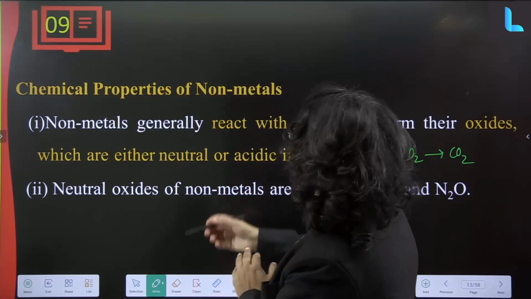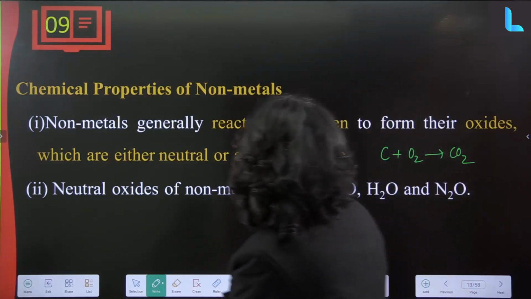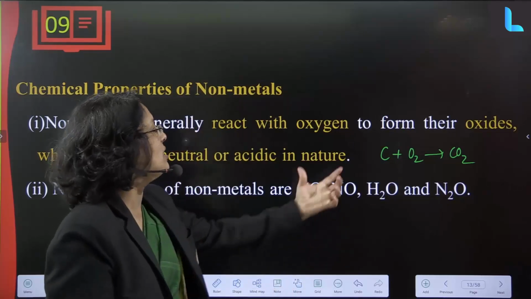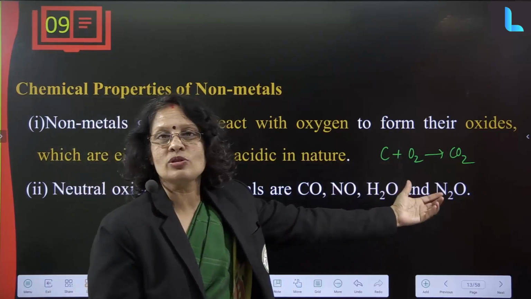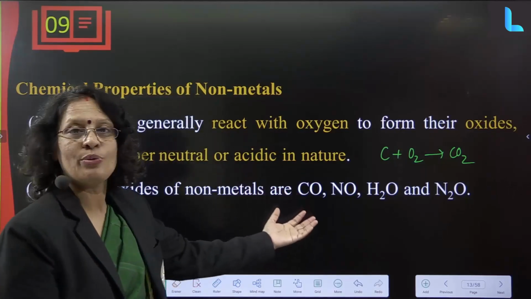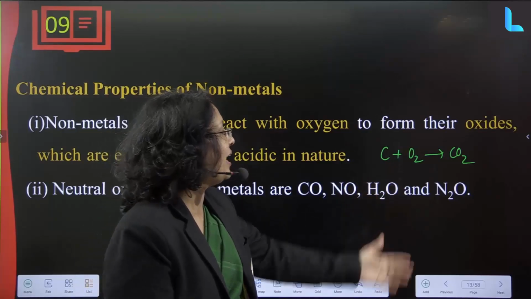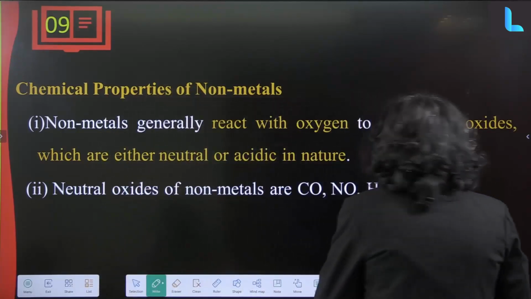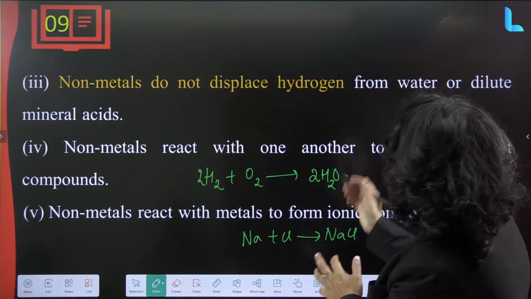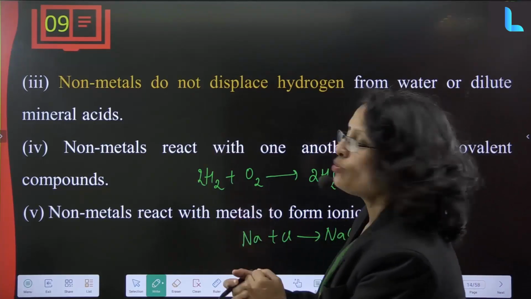Then chemical properties of non-metals: they react generally with oxygen to form their oxides, which are either neutral or acidic in nature. We can see here carbon reacts with oxygen to give carbon dioxide. Neutral oxides of non-metals are like carbon monoxide, nitrogen oxide, water and nitrous oxide. Non-metals do not displace hydrogen from water or dilute mineral acid, opposite to metals.